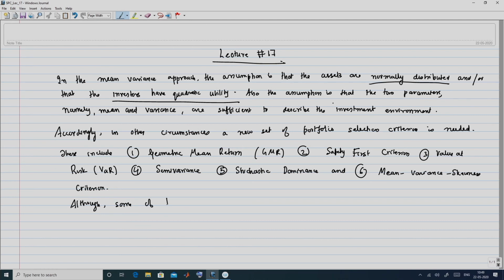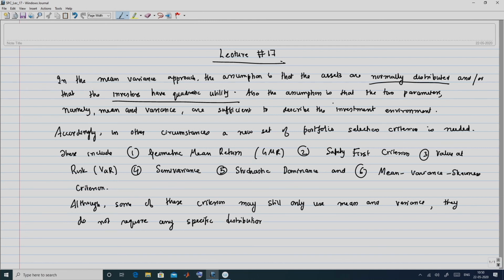Okay, so just an observation that although some of these criteria may still only use mean and variance, they do not require any specific distribution. So, you could have a more generalized setup where you are not restricted only just to the assumption of normally distributed random variables.